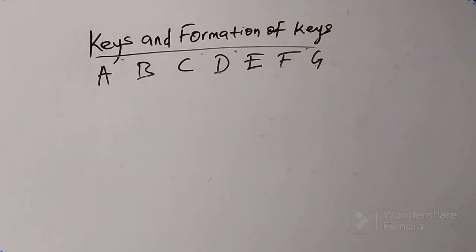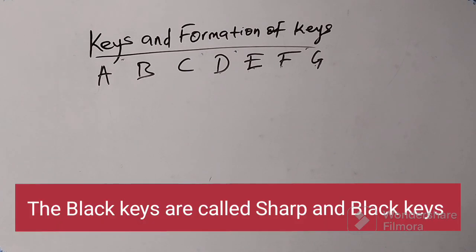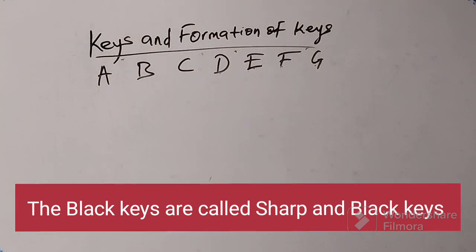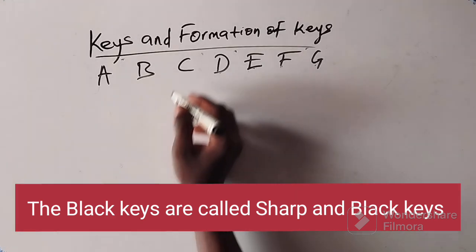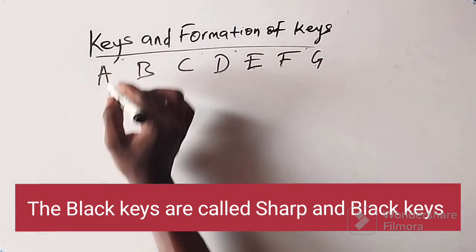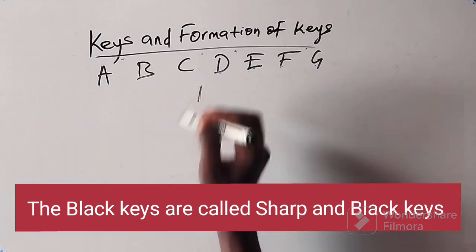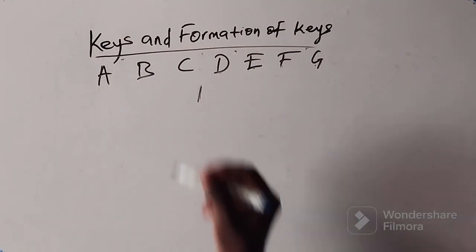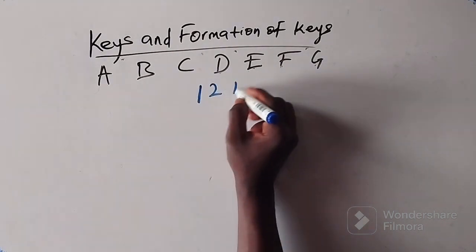So in between those keys, those ones are called sharp and flat keys. There are 5 in number, while these ones are 7 in number, making a total number of 12 keys. So we have 12 keys.